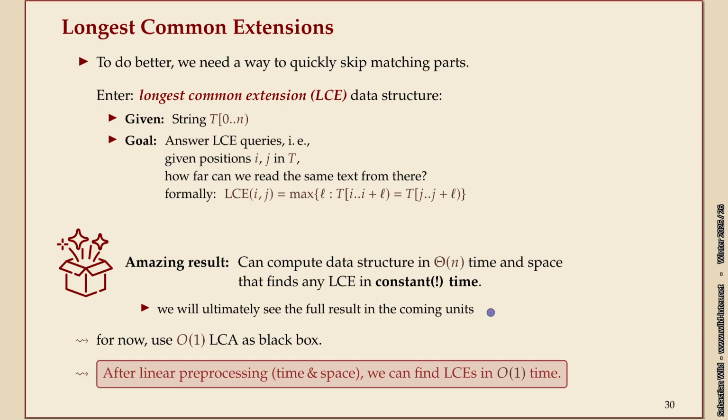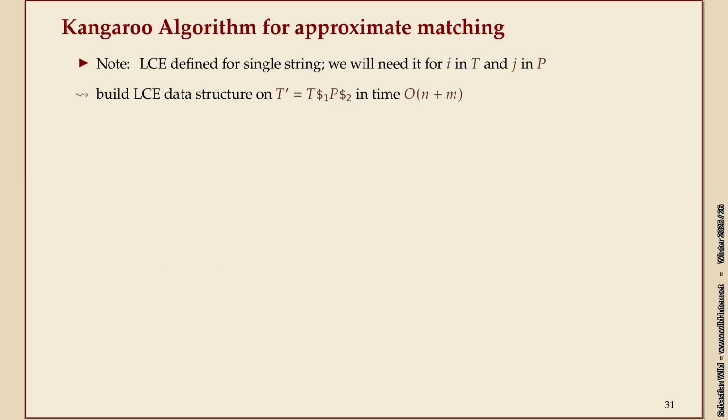So we'll ultimately see what this works like, but for now, let's just treat it as a black box result and see what we can use from this. So after linear time pre-processing in terms of time and space, we can find longest common extensions in constant time each. Okay. And with that, we can build what's called the kangaroo algorithm, because it jumps in various places. I'll show it briefly. There's something we need.